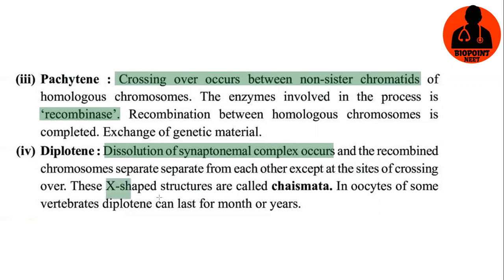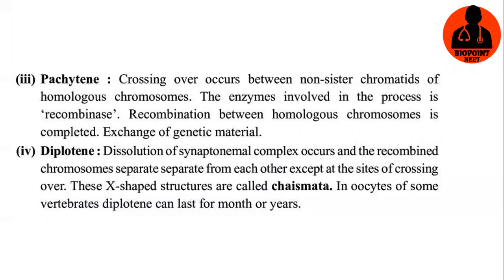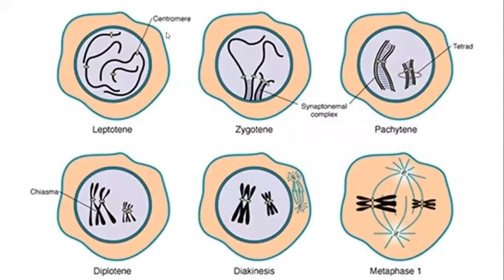So the X-shaped structures formed due to crossing over are known as what? Chiasmata. The figure I will show now. Okay, so this is the figure showing all the six stages, including metaphase.